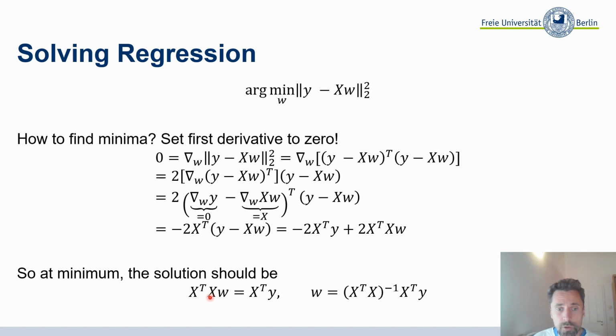So this holds true if this expression is minimized. Now we can get x transpose x to the other side by computing the inverse, and then we have a functional expression for our w that minimizes our problem here.